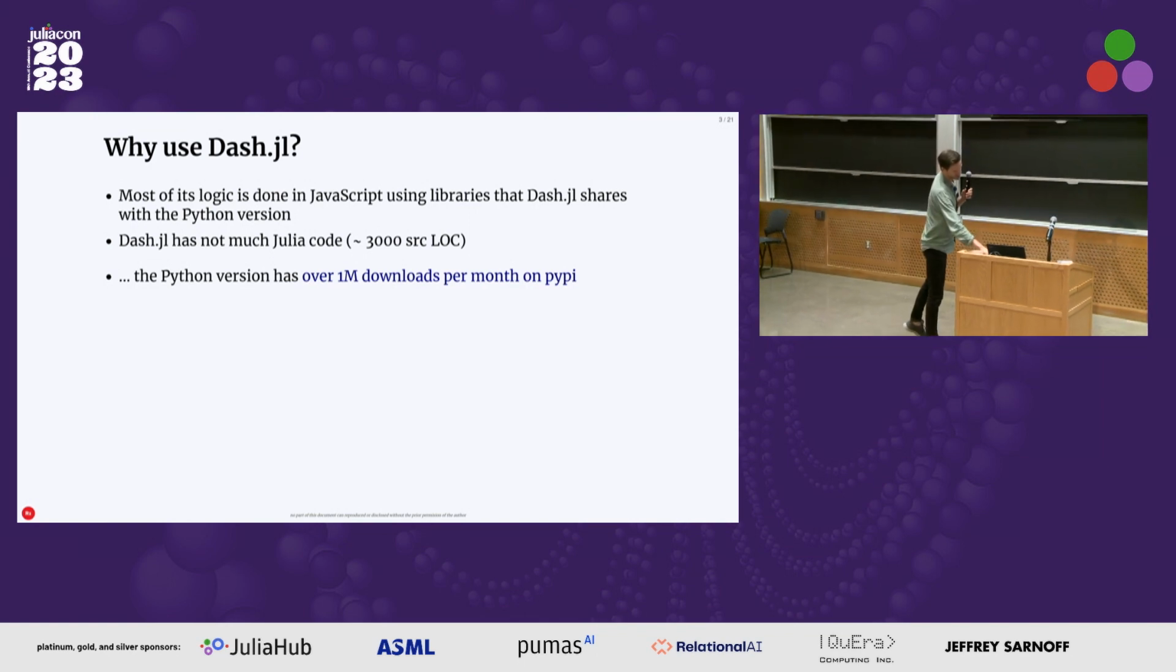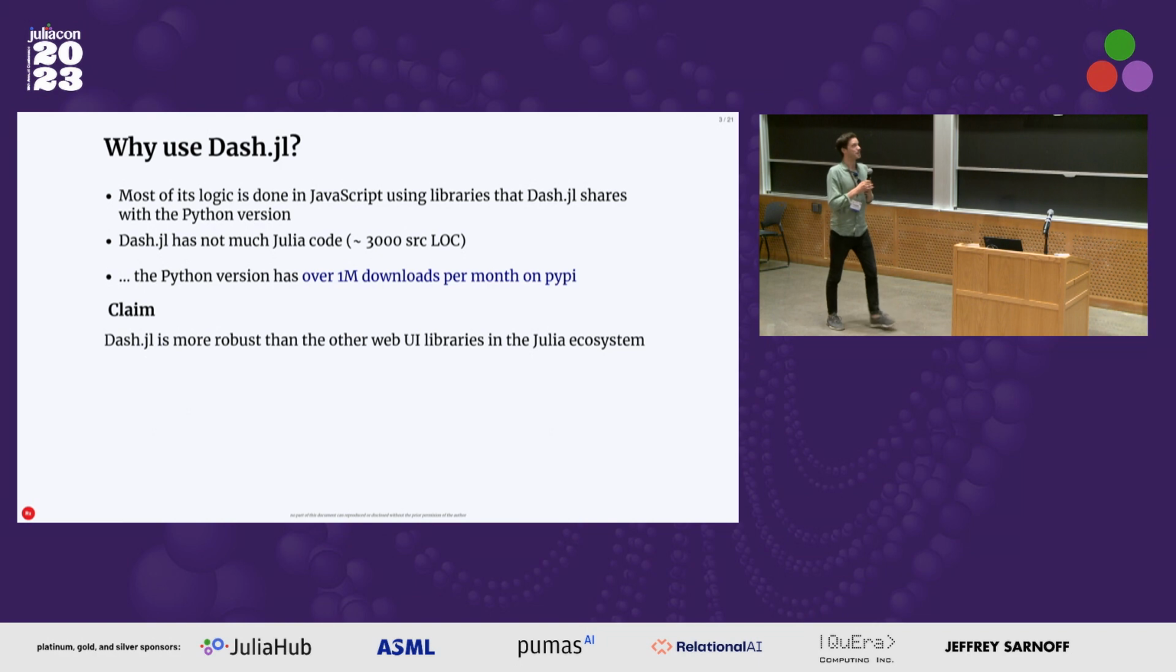So I'm going to go ahead and make this claim, saying that Dash.jl is more robust than the other web UI libraries out there in Julia. This is, of course, a debatable claim, so don't shoot me.